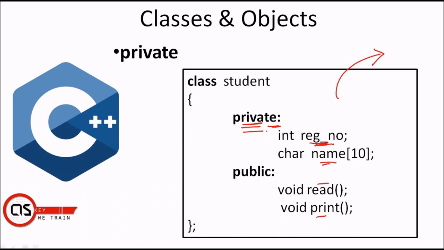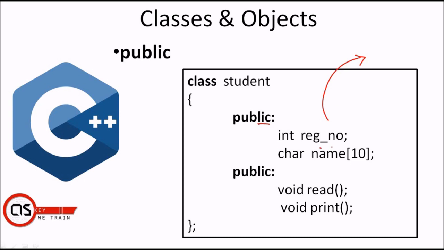So any data members which are written within the private can be accessed within the class itself, and it cannot be accessed outside the class. So we'll move on to the next access specifier, that is public. Now what happens if my data member or the member functions are written under the public? Once you write your data member or the member function within the public, then it can be accessed within the class and it can also be accessed outside the class. You can access within the class and you can also access outside the class.